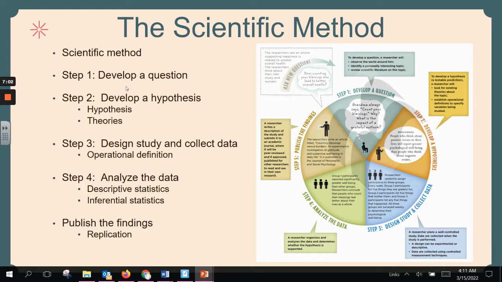Replication is carrying out the same study and getting the same results. And replication is kind of the key in showing that you did a well-designed study. And there are two good examples of replication. The first is the autism MMR vaccine link. We have heard that the MMR vaccine, the measles, mumps, rubella vaccine, causes autism.